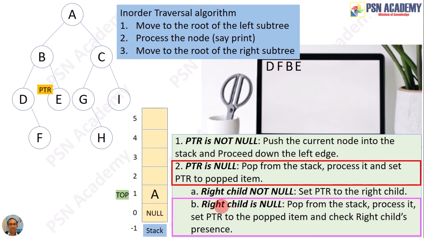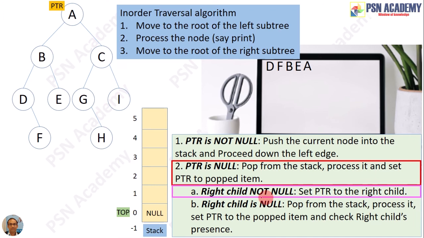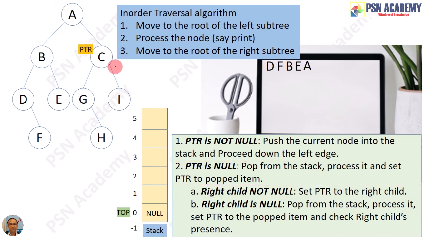So rule 2B works now. It says pop from the stack, process it. So A will be coming out of the stack. It should be processed. Top goes to 0. Then set PTR to the popped item. So PTR should be set to A now, and standing there you check the right child's presence. Yes, there is a right child. So we move to rule 2A. Now 2A says that set PTR to the right child. So PTR will be set to C now, and this cycle is over.